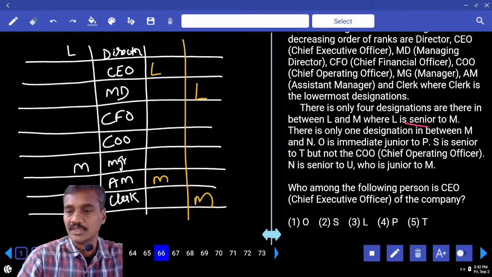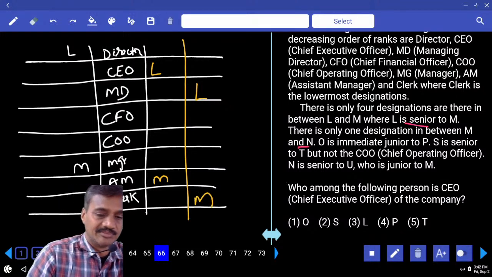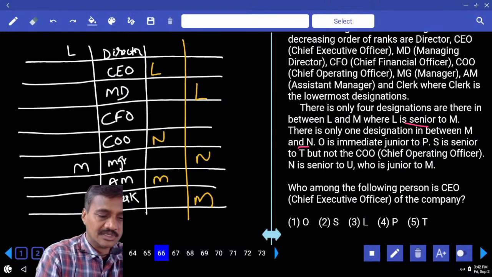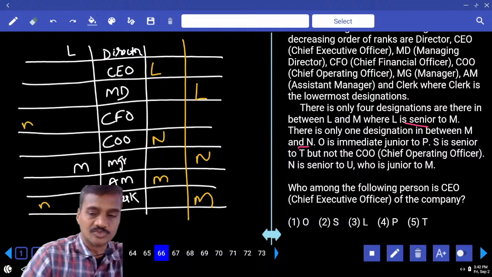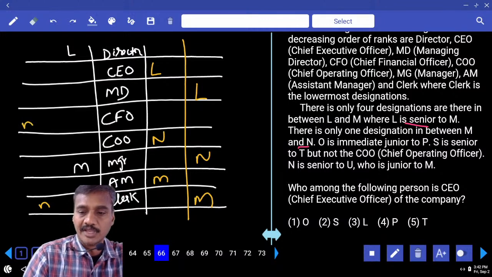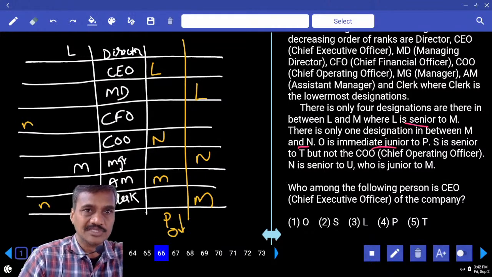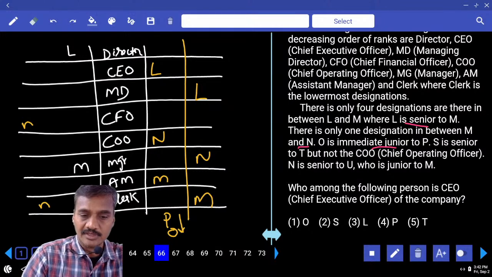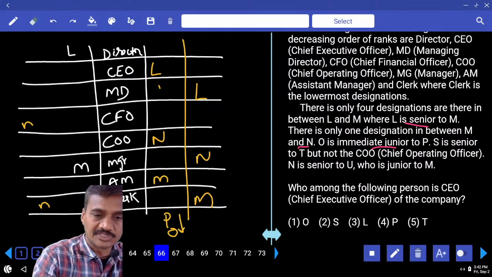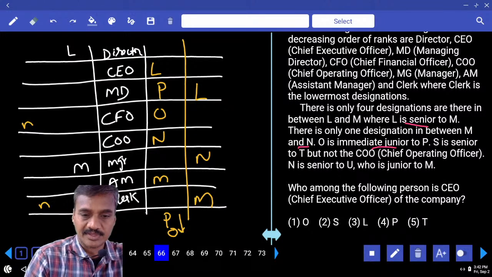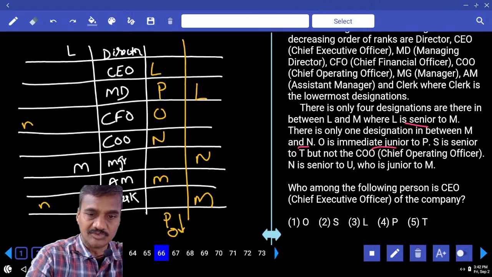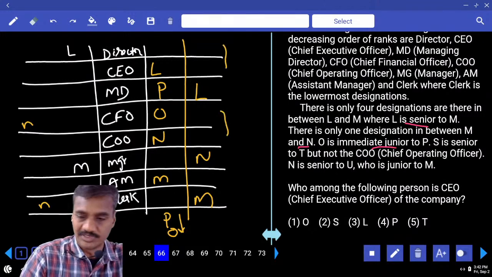Done with this? And there is only one designation between M and N. Now in between M and N there must be exactly one, here also N. N can be either here or here, there are 2 possibilities in the first case. And O is immediately junior to P. That means P and O must be together and O is immediately junior. In this case P and O will be like this, isn't it? Now P and O can be like this or like this, 2 possibilities.